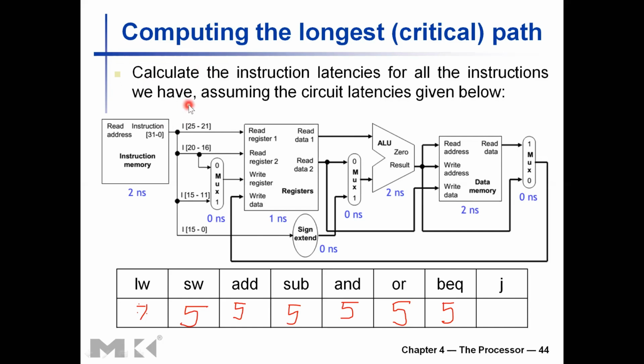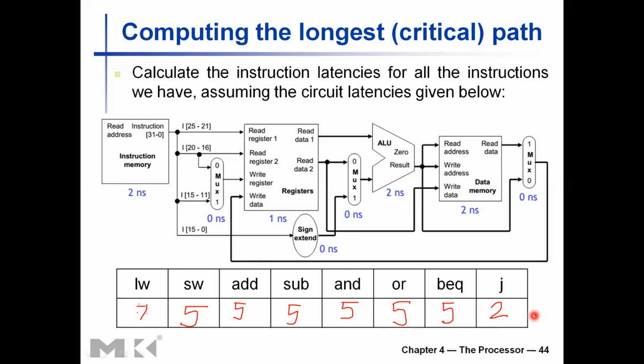While these two can happen in parallel, the rest of the operation, concatenating and shifting left, let's assume they can be negligible. So in total, J will only take 2 nanoseconds to complete, right? So you only need 2 nanoseconds if it's only a jump type instruction.